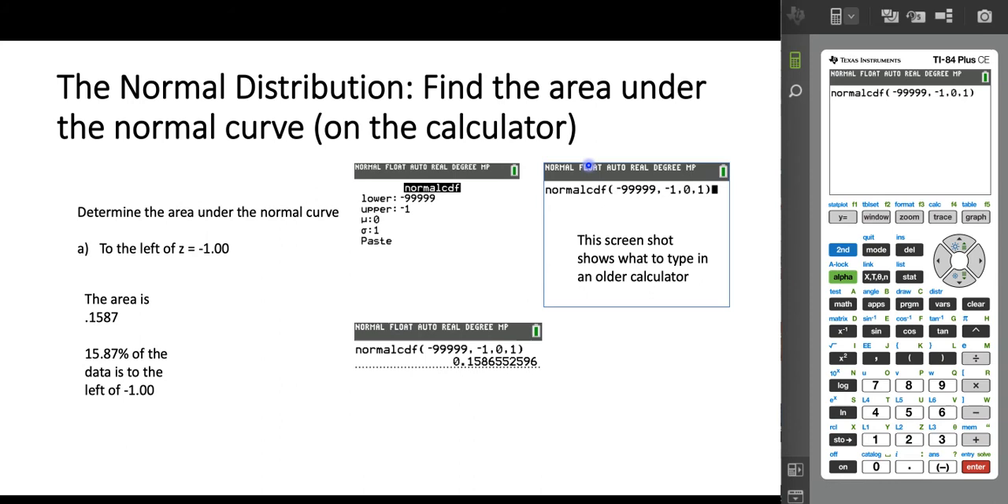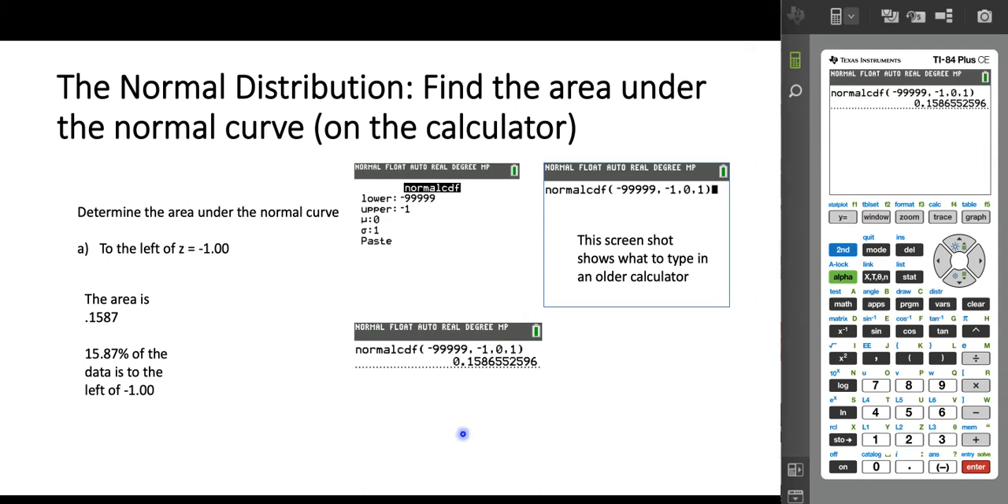And it's the same thing for those of you with an older calculator. The difference is that you have to put these numbers in. So you'll actually put negative 99999 in parentheses on this screen instead of a screen that looks like this. But it's the same thing. Press enter once all that information is in there. And you get the same area of 0.15865. So 0.1587 was rounded. It's really easy to do on the calculator.